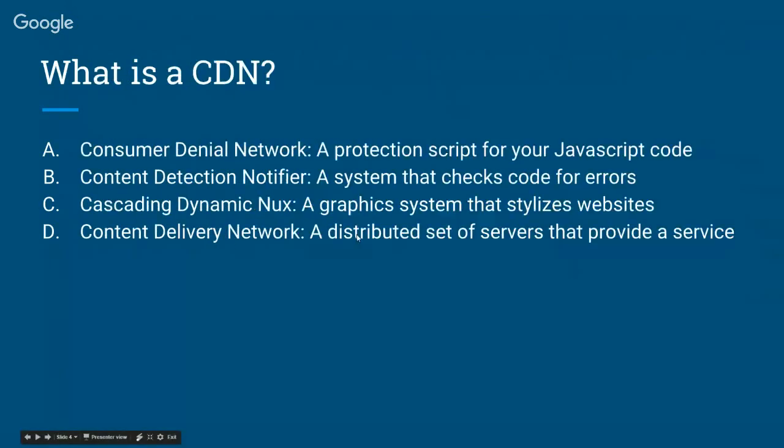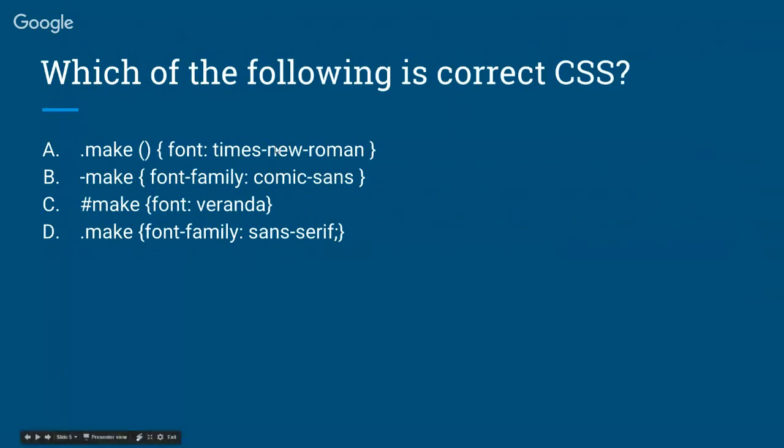Oh, gotta go back. Yeah, so content delivery network, a distributed set of servers that provide a service. This is a bunch of machines that exist out in the world that provide services for you to use in your website. And luckily for us, jQuery is available from the jQuery Foundation. You can just pull it in as long as you do it right, not like I did the first time. Moving on. Which of the following is correct CSS? Which one is valid?